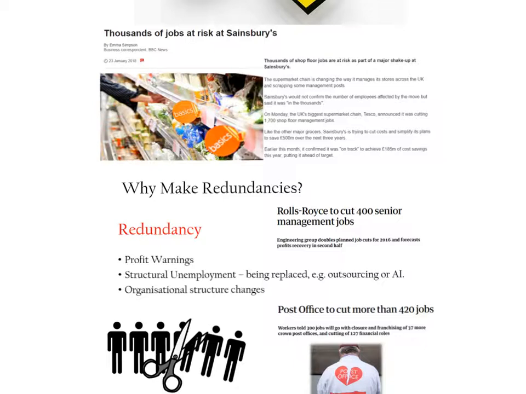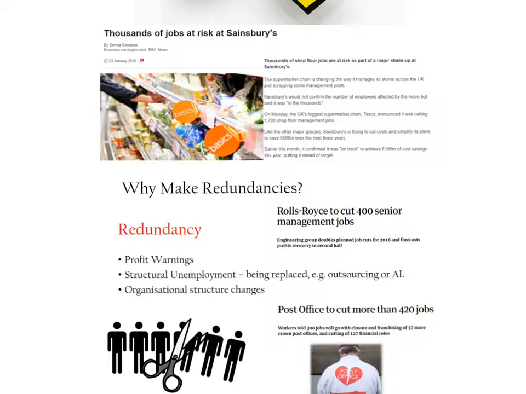If we think about Rolls-Royce, they decided to cut 400 senior management jobs. And the reasons why they did that was for two reasons, actually. Profit warnings, but also when the new CEO came in, Warren East, he realised that the structure was too tall, too complex, too bureaucratic, and it was causing inefficiency, so they decided to delayer.